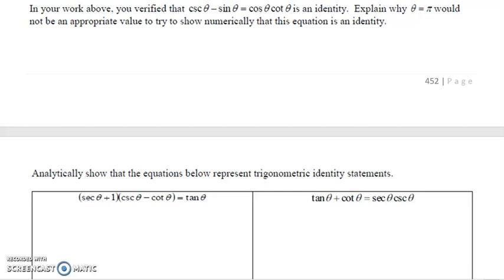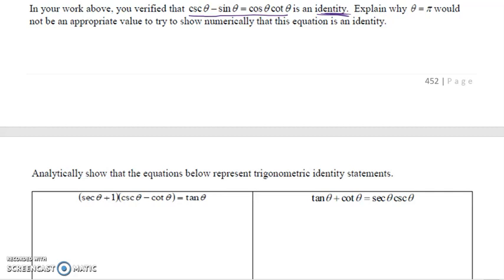So looking at this last example that we did at the top of this page, we showed algebraically at the top of the page that this is an identity. Okay, we know that whatever angle we want to plug in on the left and the right, we should get out the same value. Okay, now let's say, for instance, that you didn't want to go through the proving process, the work that we did at the top of the page.